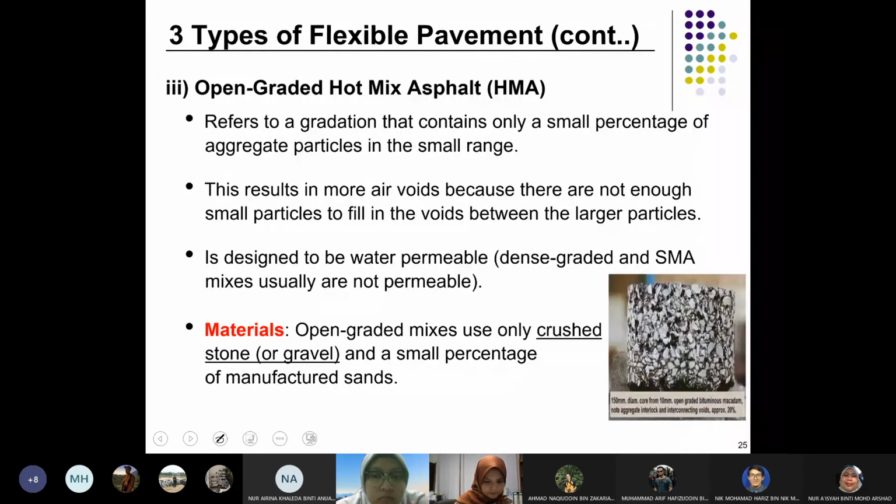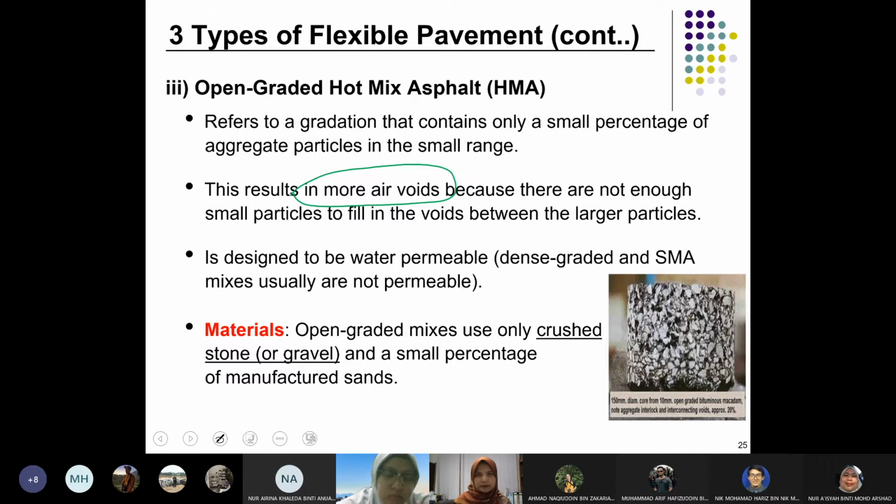Alright, again. Ini yang open graded. Open graded usually use a crushed stone and also small percentage of manufactured sand. Right? So kalau you tengok di sini, they said that this result in more air voids. Ini lagi worse lah compared to SMA tadi, because there are not enough small particles to fill in the voids between the larger particles. Right? Open graded is designed to be water permeable. Dense graded SMA mix usually are not permeable.